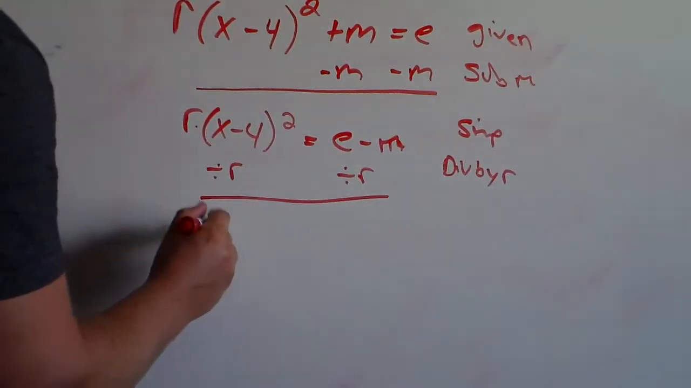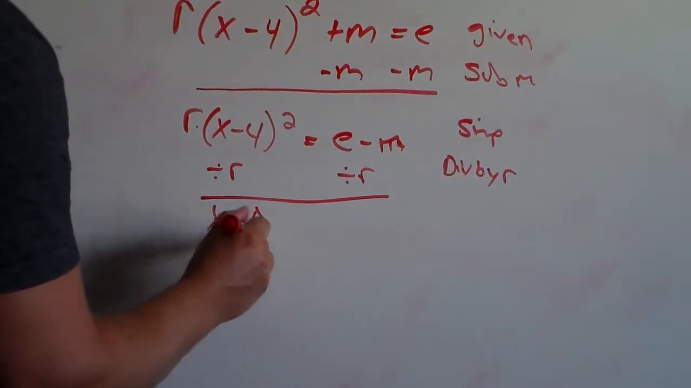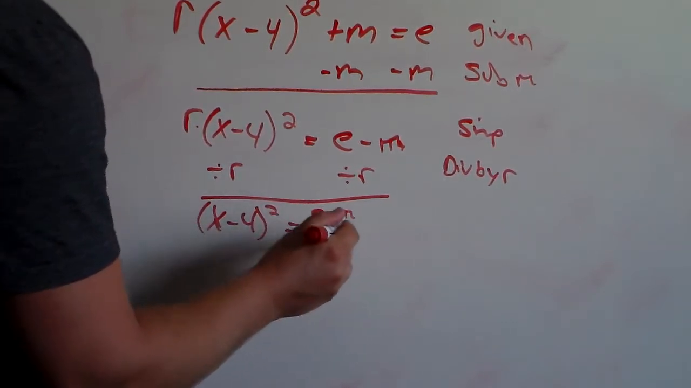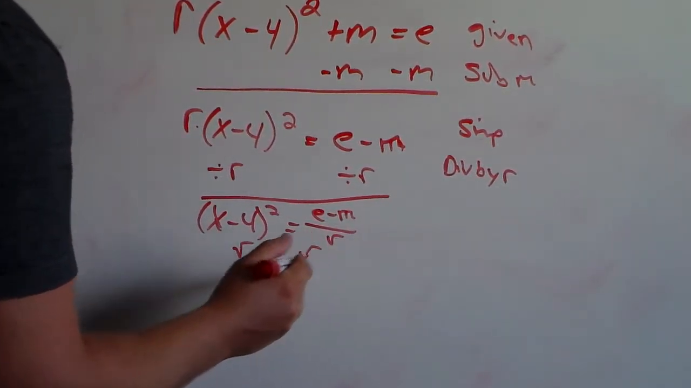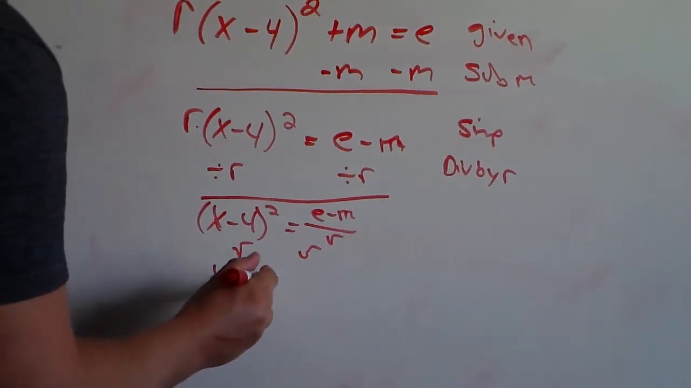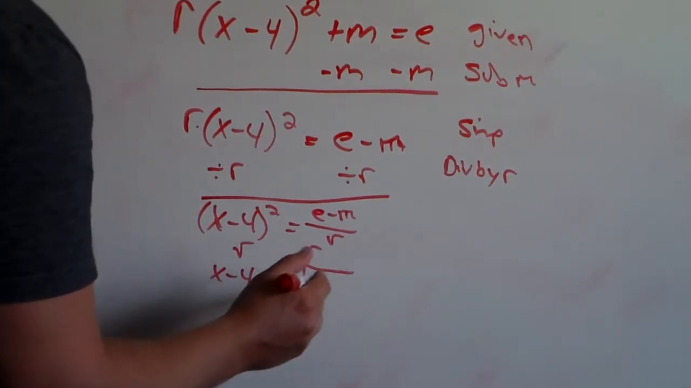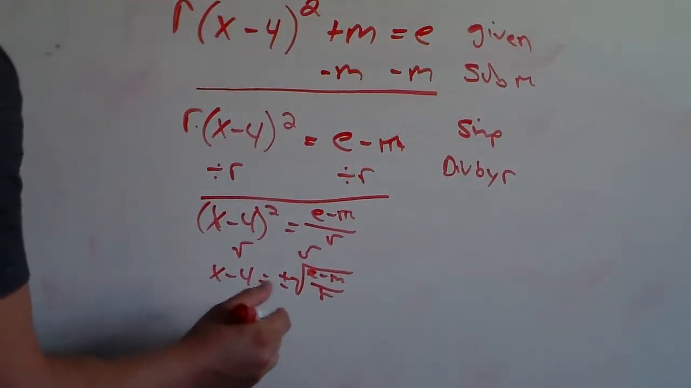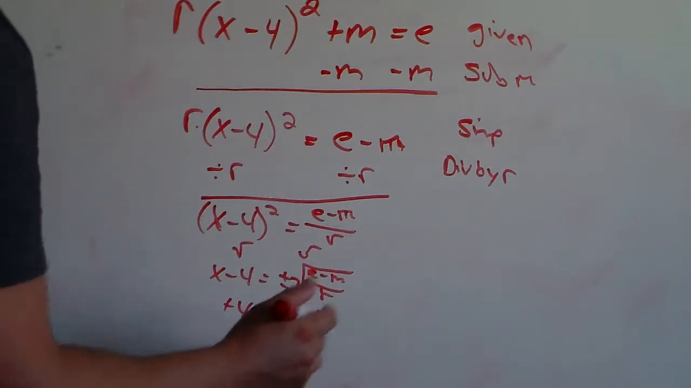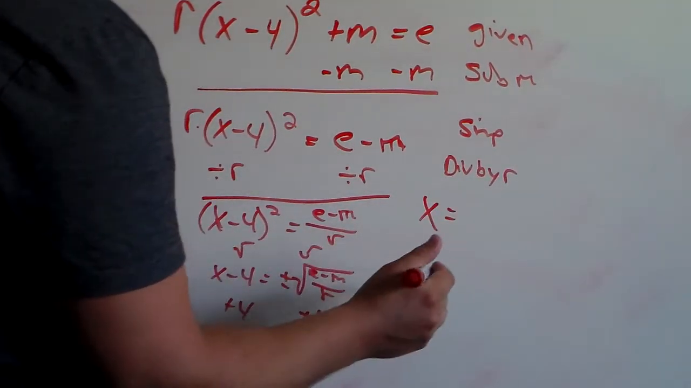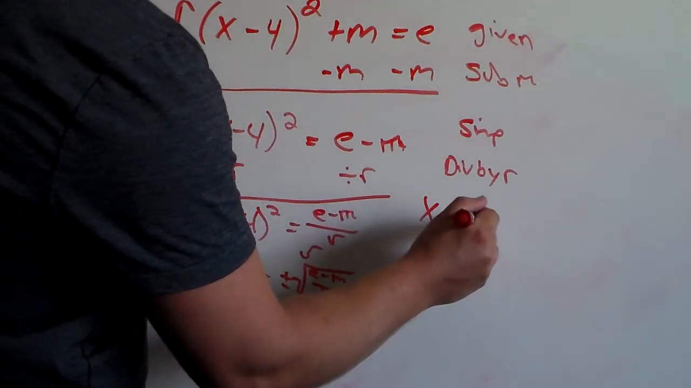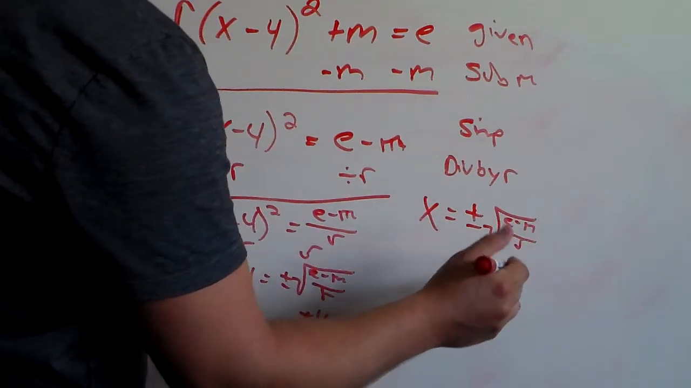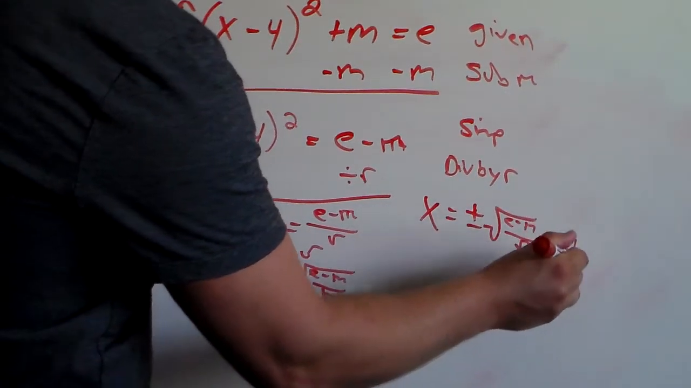R on both sides. So we get (x minus 4) squared equals E minus M over R. You do the square root, so you have x minus 4 equals plus or minus the square root of E minus M over R. Then we add 4 to both sides, and we're going to get x equals plus or minus the square root of E minus M over R, plus 4.